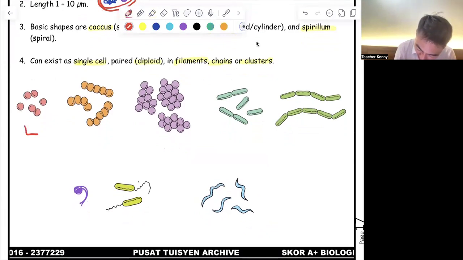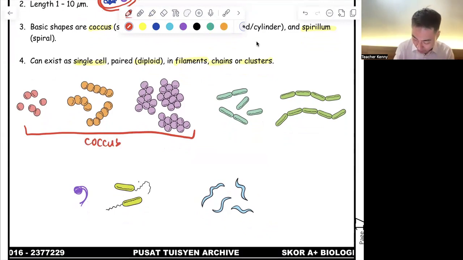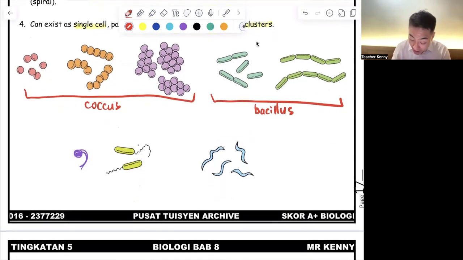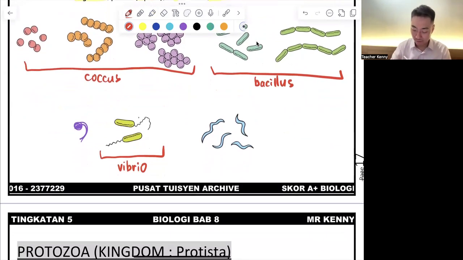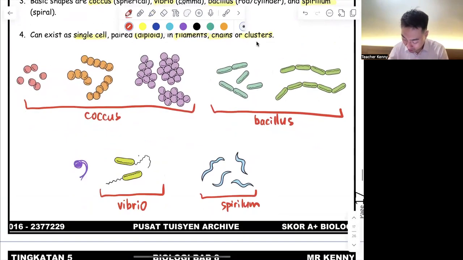So these ones are circular. Spherical, we call it coccus shape. These are rod shaped. Rod shape is called bacillus. This one, comma shape, is called vibrio. Next, spiral shape is called spirillum.